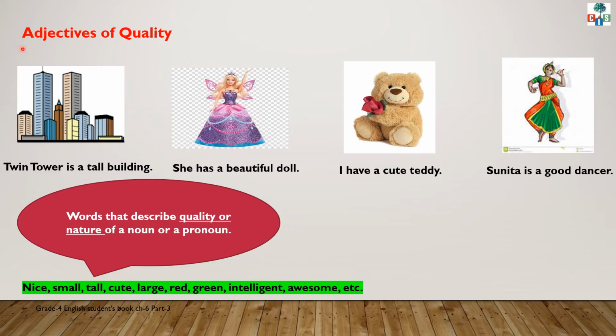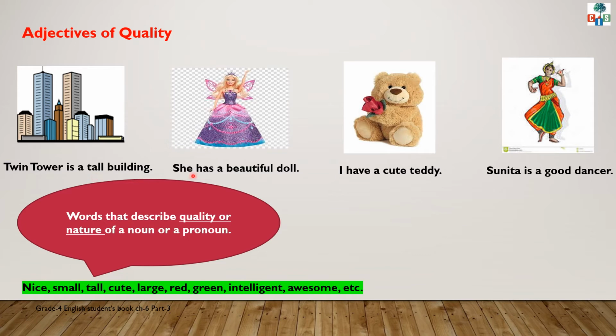Okay children, first we will discuss adjectives of quality. See this example. Twin Tower is a tall building. Children, always identify a noun first in the sentence. In this sentence, building is a noun. And before this noun, I have used a word, tall. Twin Tower is a tall building. So in this example, I am describing a building. Which kind of building is Twin Tower? Tall. So tall is an adjective of quality in this sentence.